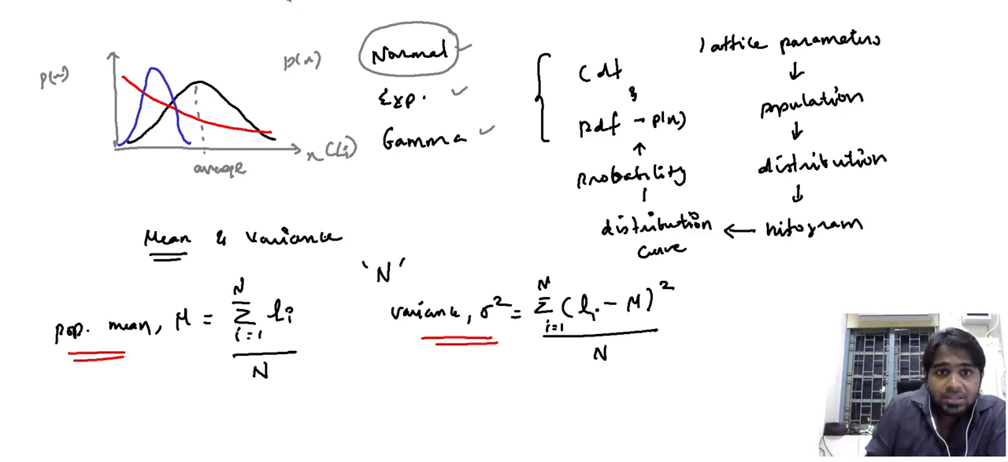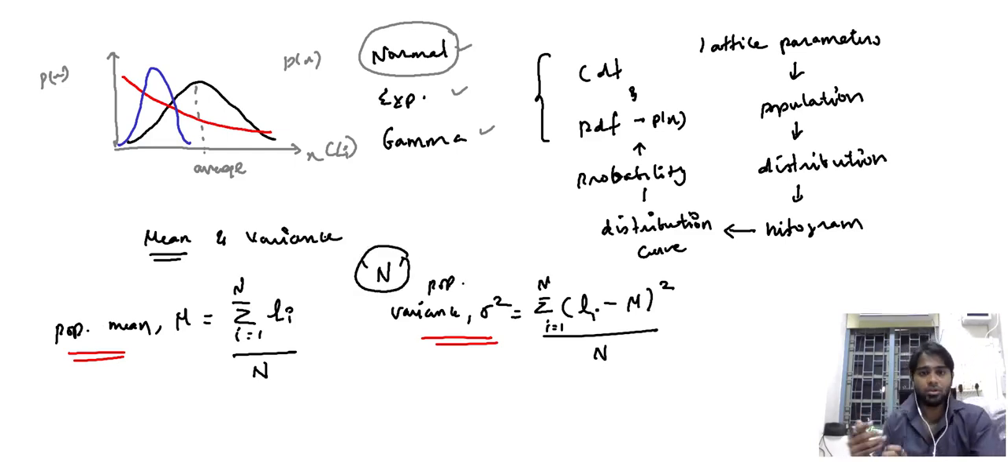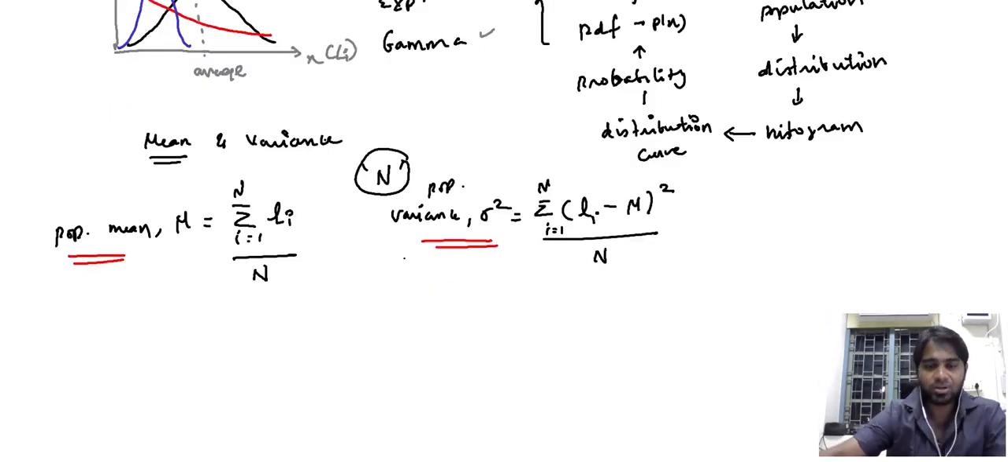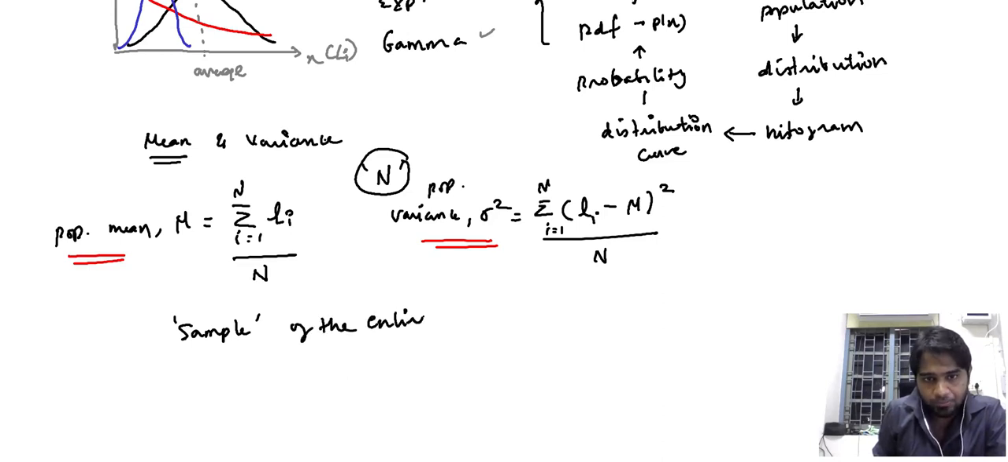Now these have specific names associated with them. These are referred to as the population mean and population variance because the number of members in this population is rather huge. However, in real studies, in real-life situations, what we have is just a sample of the entire population.